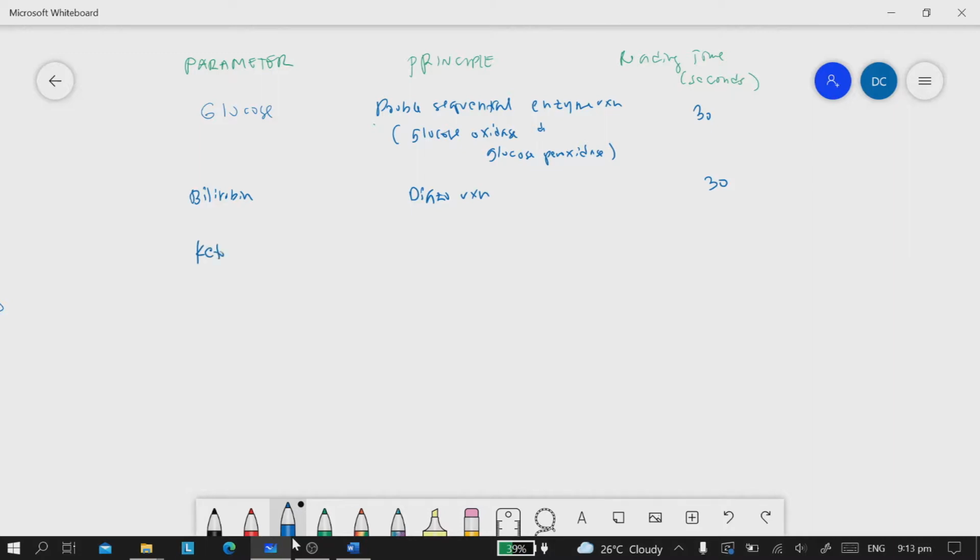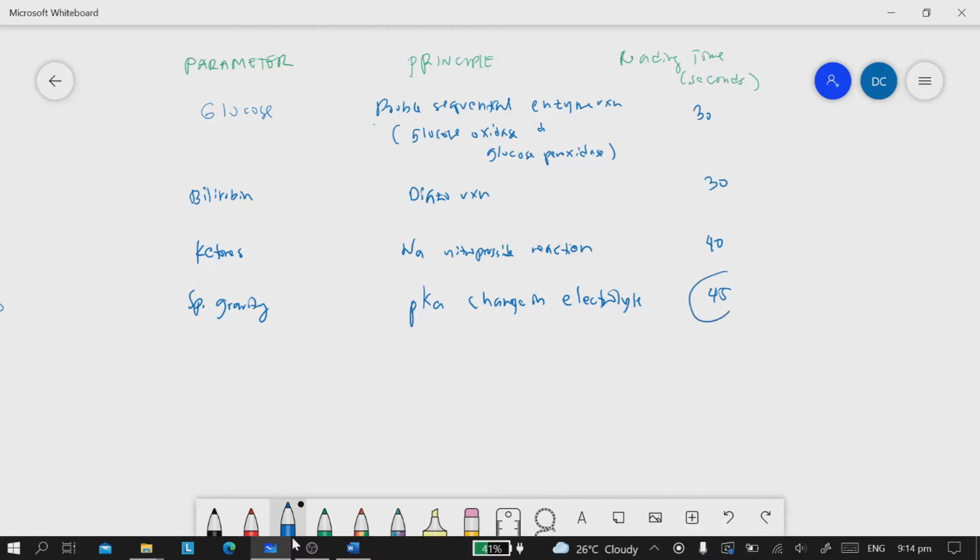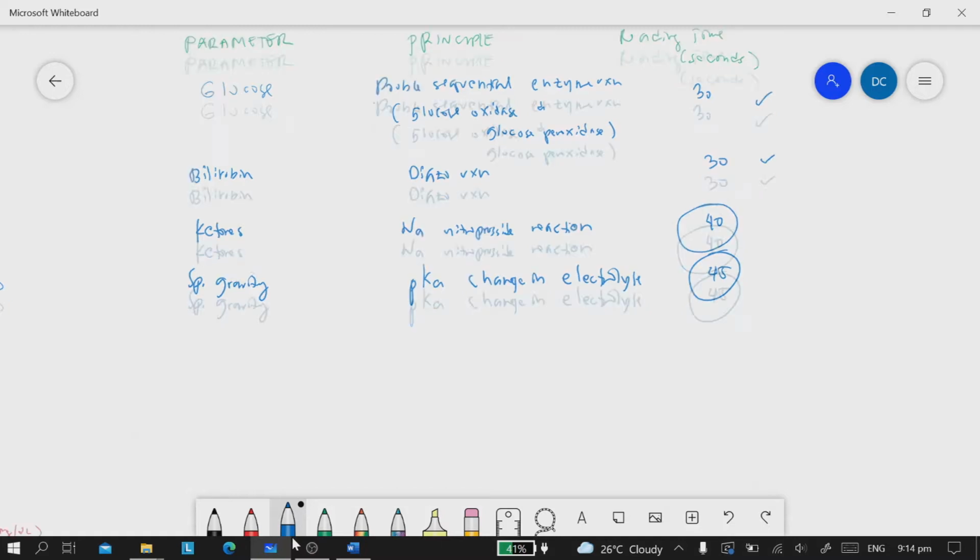Next would be your ketones. Your ketones, we have the principle of the sodium nitroprusside reaction. And the reading time is 40 seconds. Next will be your specific gravity. The principle is the pKa change in electrolyte, and the reading time is 45. Same with your ketones, 40. Ang pair sa 30 is your glucose and your bilirubin.